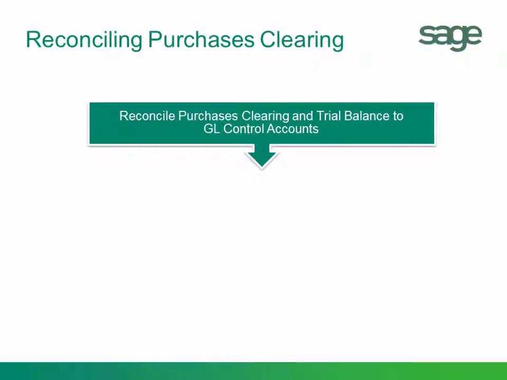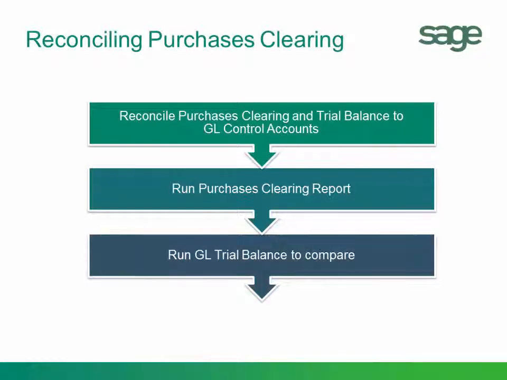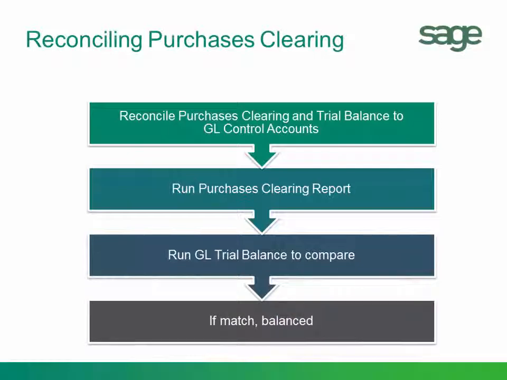The account is credited when the goods are received into inventory and debited when the invoice is received in receipt of invoice entry. So to reconcile, we'll run the purchases clearing report. You may need to run this a few times depending upon how your company is set up. The purchases clearing account is assigned to each product line in inventory management product line maintenance. So if you have multiple purchases clearing accounts, you would need to run this for each product line. You'll then run the GL trial balance to compare, and if the amounts match, you're in balance. Let's take a look.